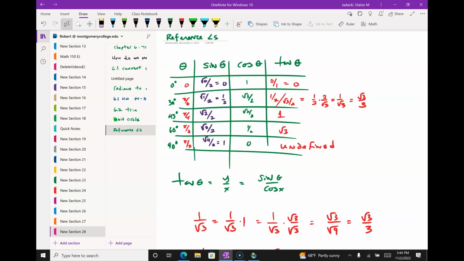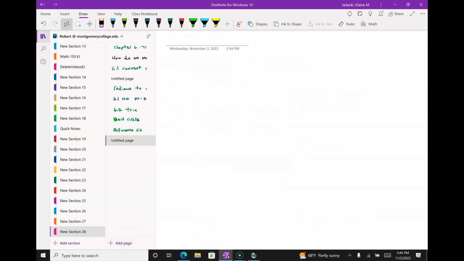I need to show you where these come from. But the pattern is easy, right? You have it already: square root of 0 over 2, square root of 1 over 2, square root of 2 over 2, square root of 3 over 2, square root of 4 over 2. It's really that easy. You won't even need to put it on your reference table if you just think about it a little bit, right, on your cheat sheet. So these come from these special right triangles.